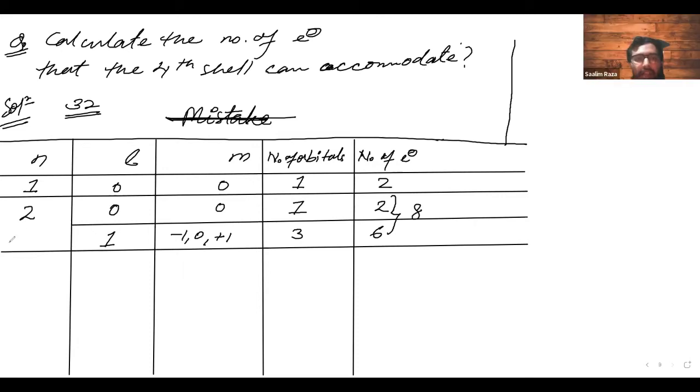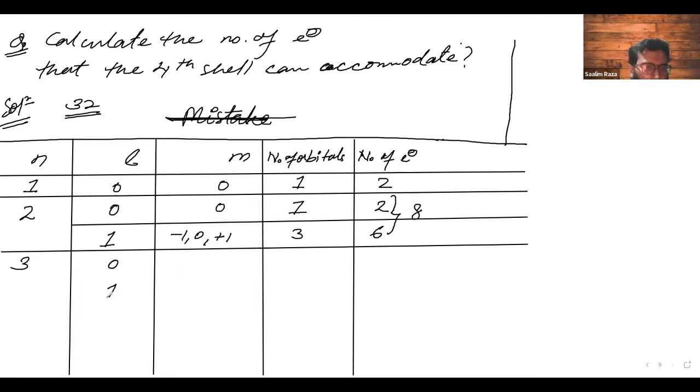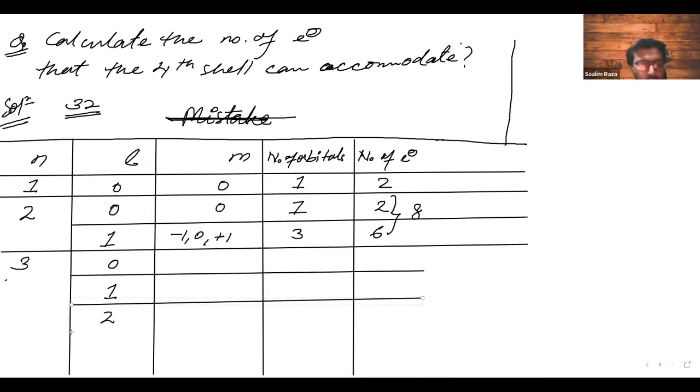Now let me write for the third shell. For the third shell, the values for l will be, Rania Rizwan, tell me. Write in the chat. Very good. I'm impressed. 0, 1, 2. Any doubts? Anyone else? No doubt, right? Okay.